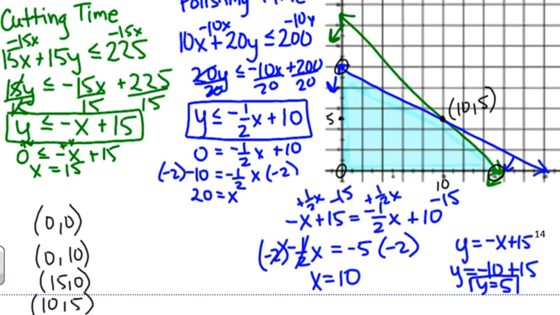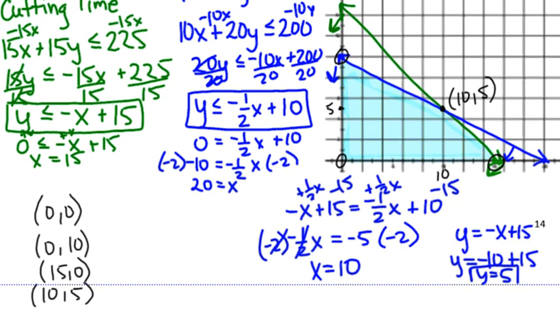guesstimated based on how neat my drawing is. We did know that my lines weren't perfectly straight, but it did come out quite accurate actually. So these are our 4 vertices. These are the points that we want to be trying to optimize our profit.